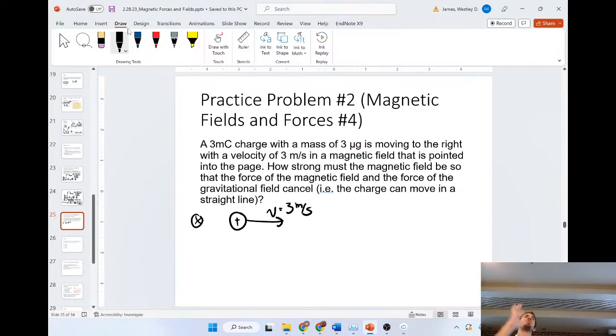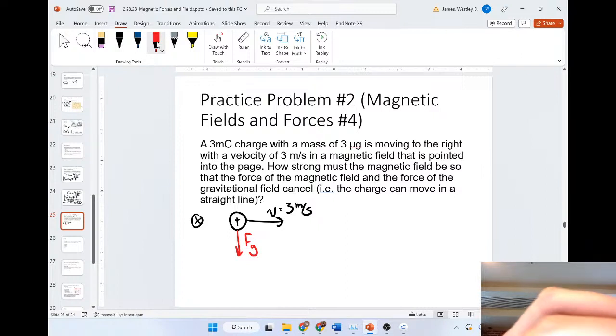Before we even begin, I did a check to make certain my problem was written correctly. It is written correctly. But let me think through that free body diagram. Which way does gravity act on things? Down, I saw someone gesture. Great. Force due to gravity is down. The problem says how strong must the magnetic field be so that the force of the magnetic field and the force of the gravitational field cancel. If gravity is down, which way does the force due to the magnetic field have to be to cancel it out? Fantastic, they gestured correctly. Upwards.